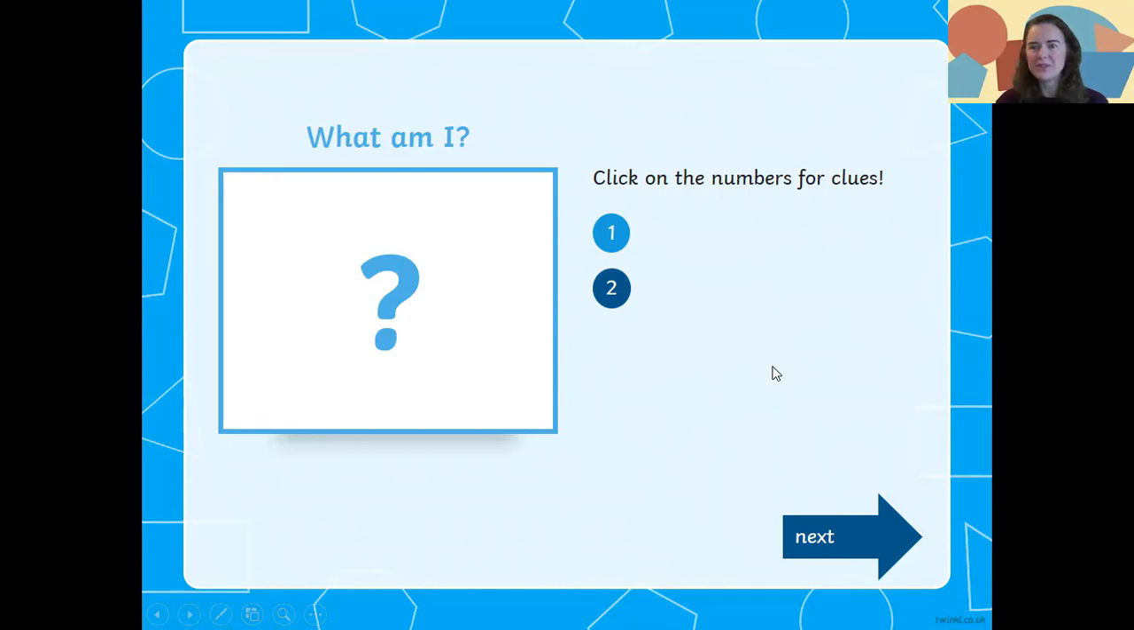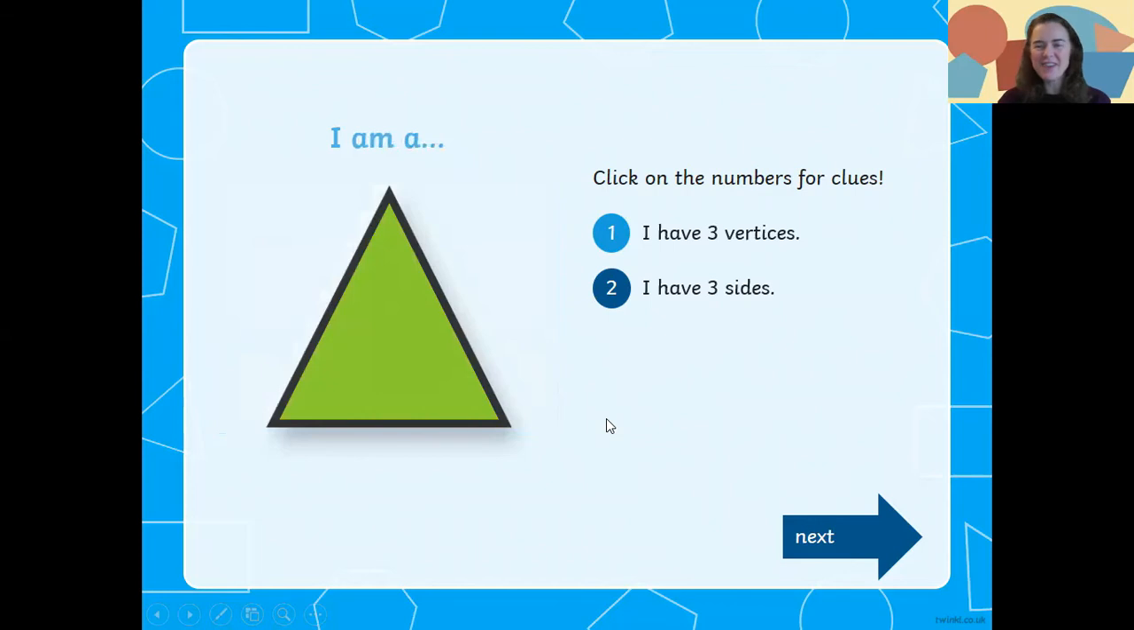Oh, just 2 clues for this one. I have 3 vertices. I have 3 sides. What am I? What shape has 3 vertices and 3 sides? Well done, it's a triangle.